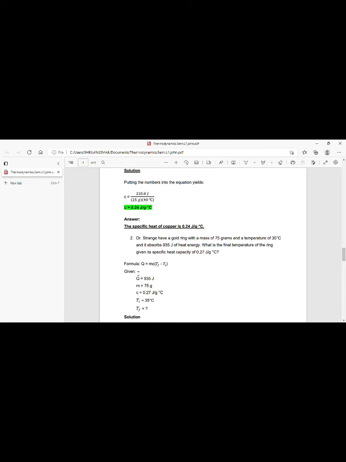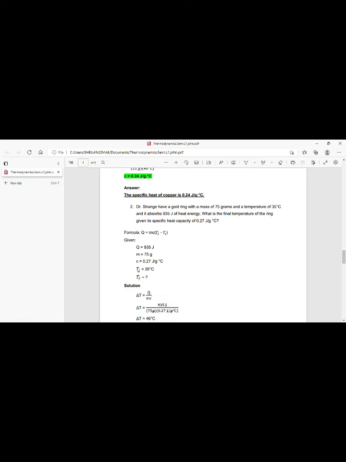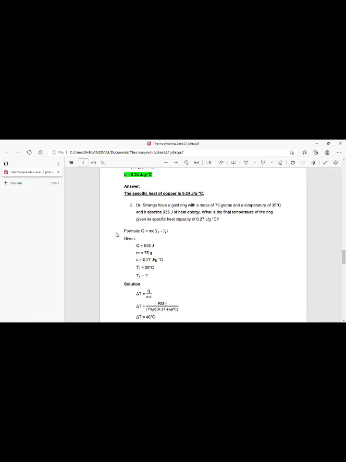Now we'll be going to proceed to problem number 2. Dr. Strange has a gold ring with a mass of 75 grams and a temperature of 35 degrees Celsius, and it absorbs 935 joules of heat energy. What is the final temperature of the ring given its specific heat capacity of 0.27 joules per gram degree Celsius?